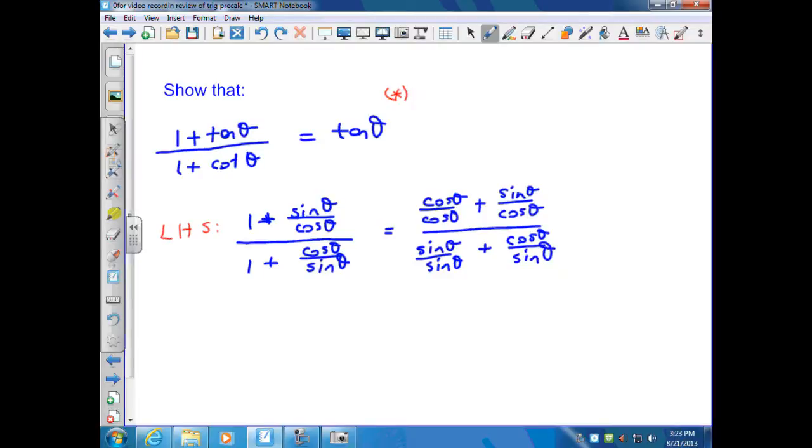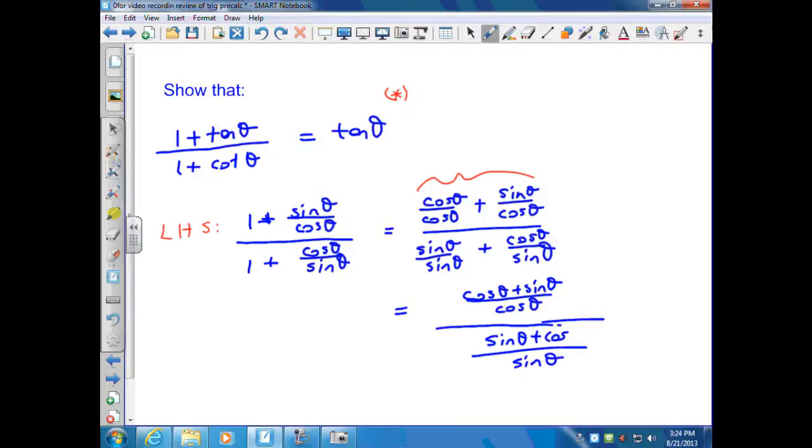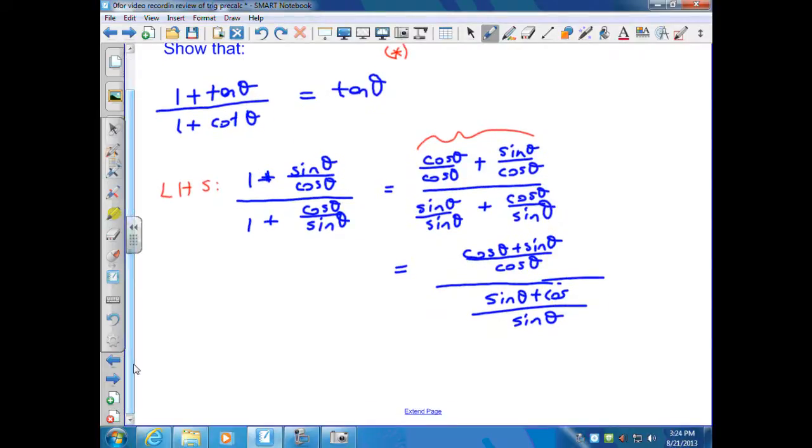Now that we have common denominators, we can add our fractions. So at the top you have cosine plus sine over cosine. And at the bottom you have sine plus cosine divided by sine. And since you're dividing two fractions, you write the top one and multiply by the reciprocal of the bottom, and you might see where that's going to lead us here.